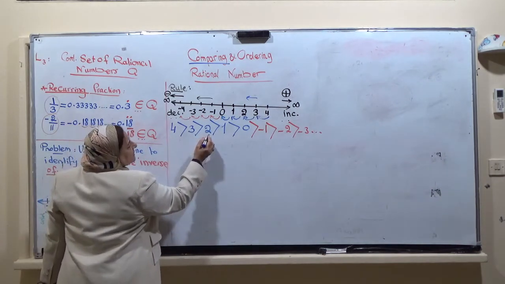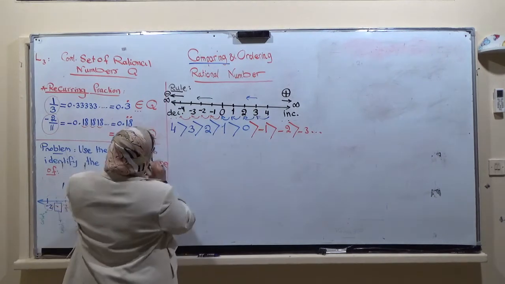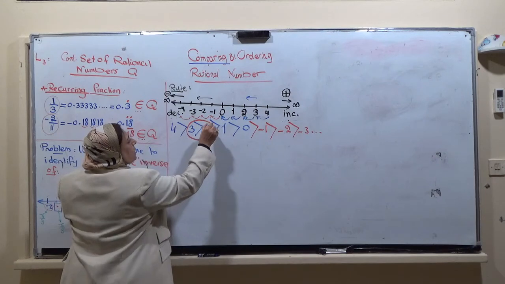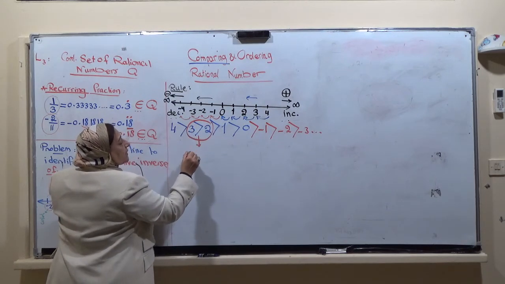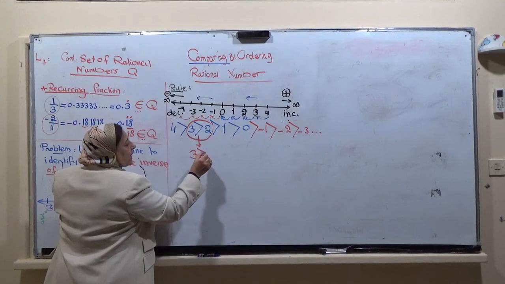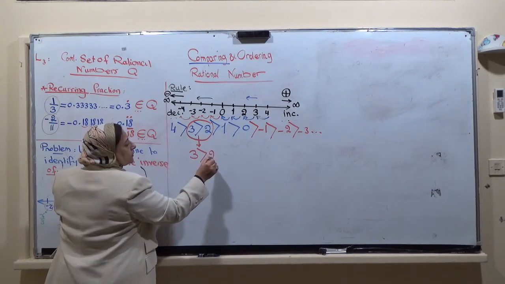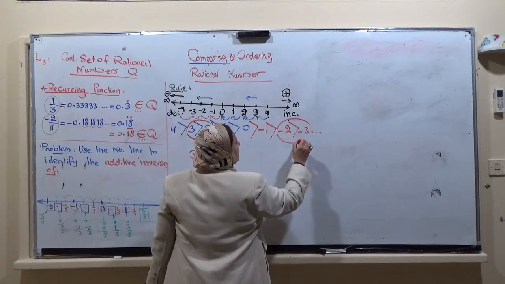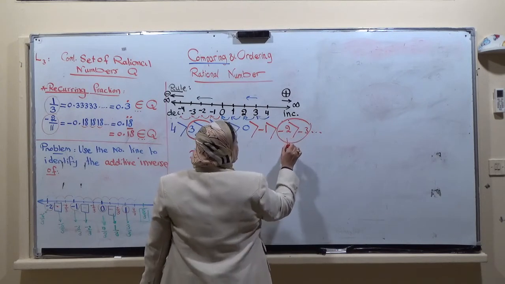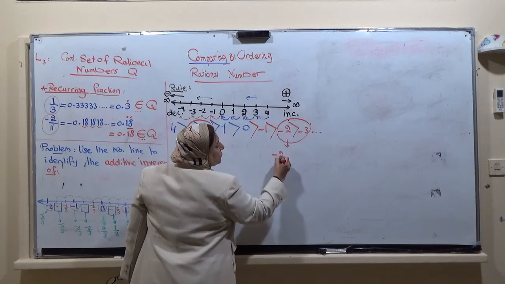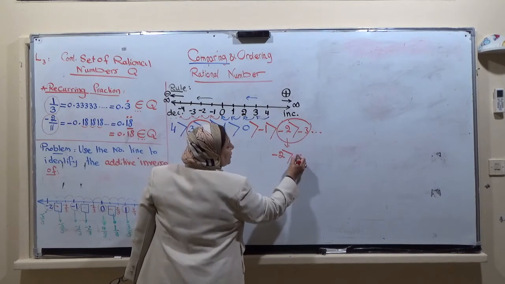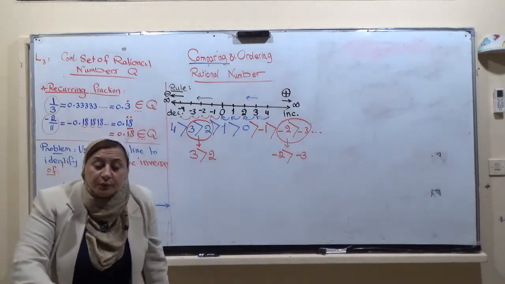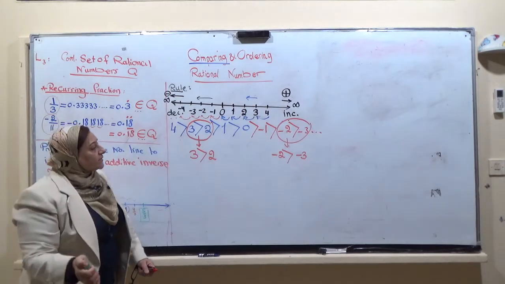So look at this. Can I write it? Yes, 3 is greater than 2. Good. Look at this. Oh, yes, negative 2 is greater than negative 3. We have now a rule. You have a new rule now. What is the new rule?